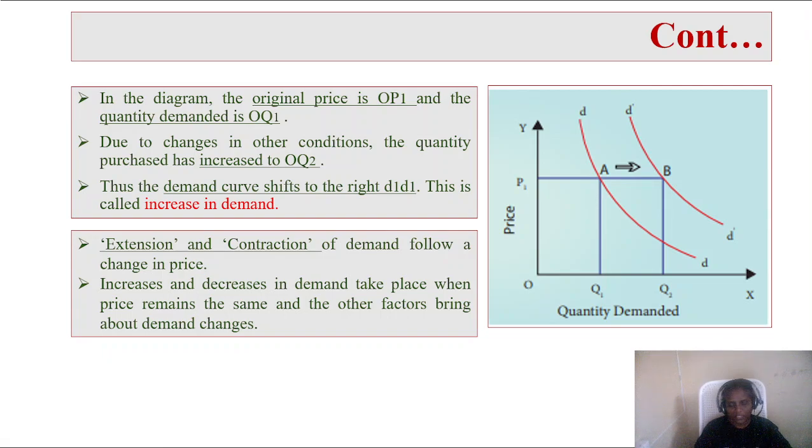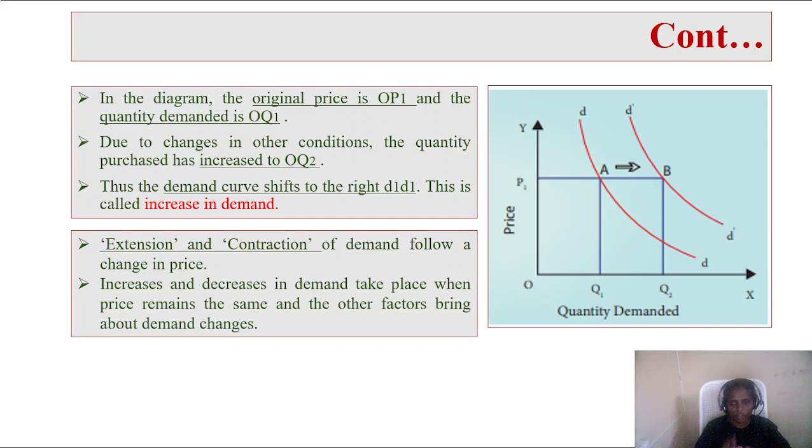So this is the movement and shift in the demand curve. Movement: if there is an increase or decrease in the price level of the commodity, the quantity demanded by the consumer will be increasing and decreasing according to the increase and decrease in the price level of the commodity.